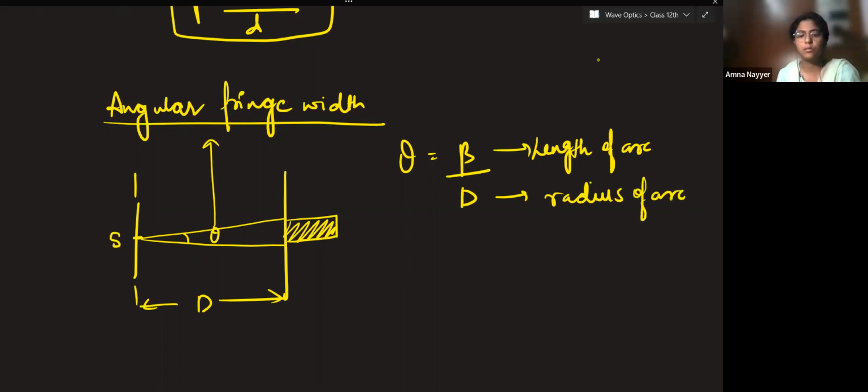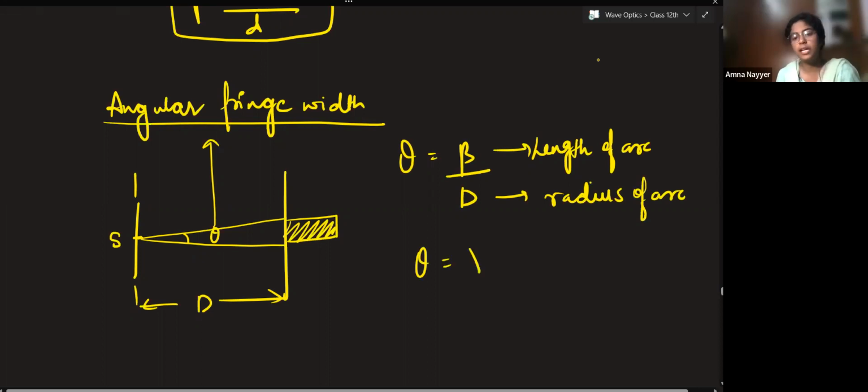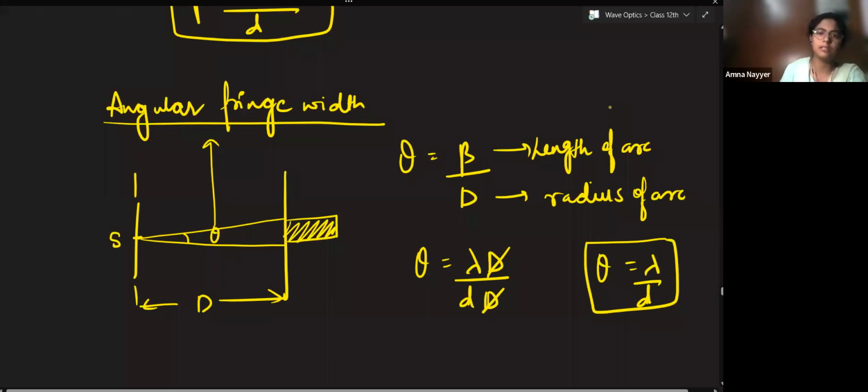So theta is equal to beta by D, or beta you can write as lambda capital D by small d. So capital D gets cancelled. So theta is equal to lambda by small d. And lambda is the wavelength, you already know.